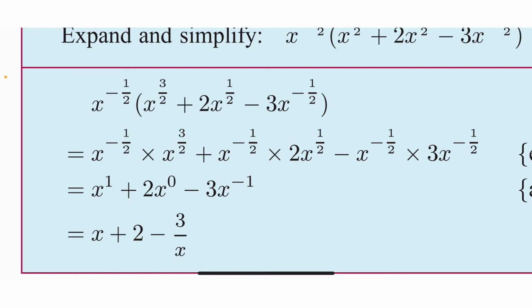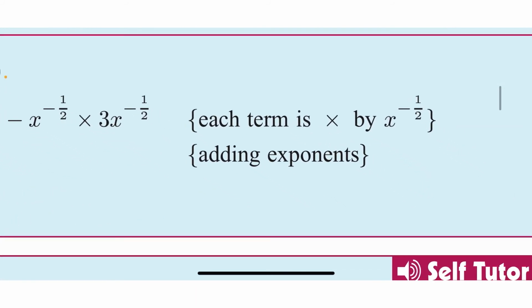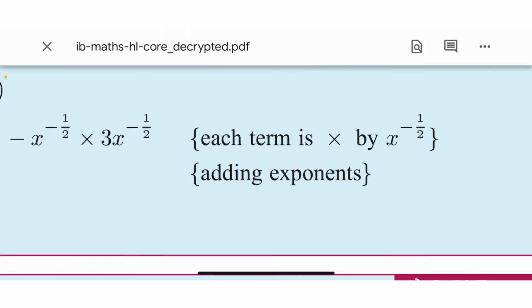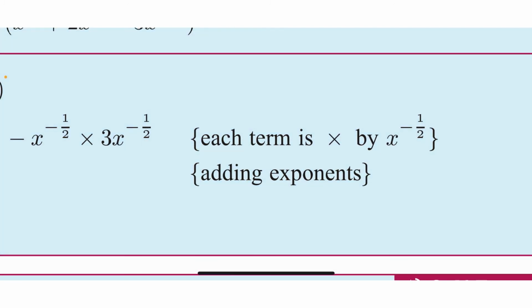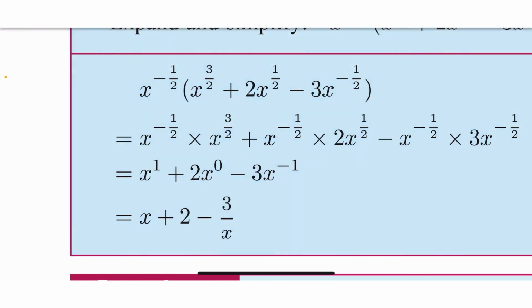So we open the brackets, we simplify, we get x to the power of 1 plus 2x to the power of 0 minus 3x to the power of negative 1. Here you see they wrote that each term is multiplied by x to the power of negative 1 over 2 and adding exponents. Because as the exponent law says, we add exponents when the bases are the same.